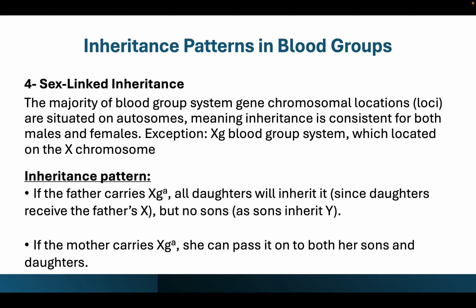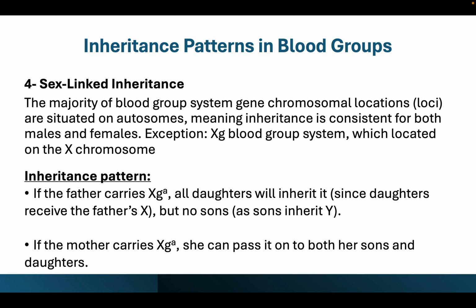Sex-linked inheritance: the majority of blood group system genes have their chromosomal location, or loci, on the autosomes, meaning the inheritance is consistent for both male and female. The exception is the XG blood group system, which is located on the X chromosome.